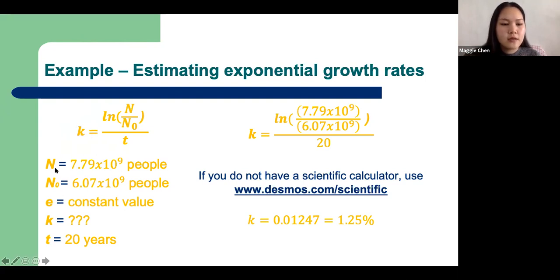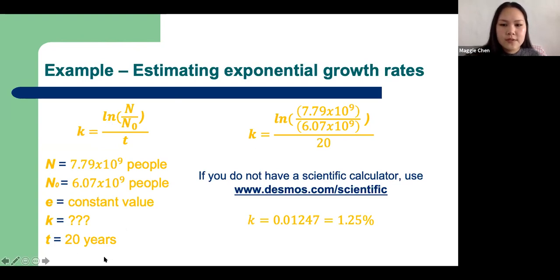Say that none of the values really changed. We found in the last slide that our population at year 2030 is 7.79 times 10 to the 9 people. We can plug that into our N at the top. Our initial population size is still 6.07 times 10 to the 9 people. We'll plug that in for our N naught. And then E is our constant value. We're not changing that, but now it's going to be natural log, because E is the inverse of a natural log. So instead of E, we're using natural log when we're using this equation for K. And again, T, our time period that we're looking at, is 20 years.